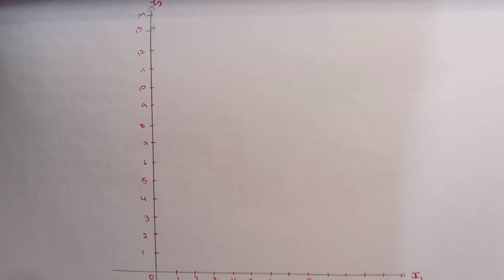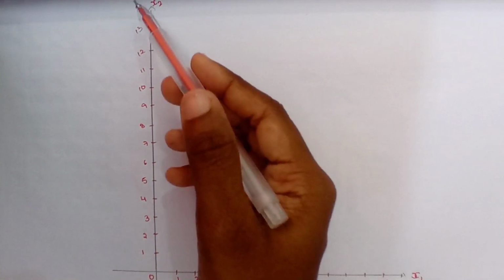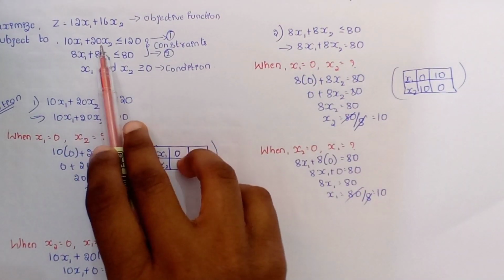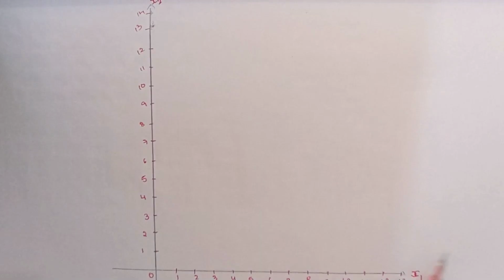In some questions they will give variables like x and y. In such situations you mark this as x and this as y. So in this question they have given variables like x1 and x2, so I have marked this as x1 and this as x2.